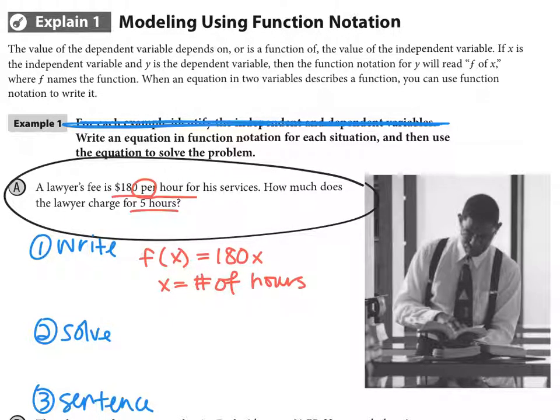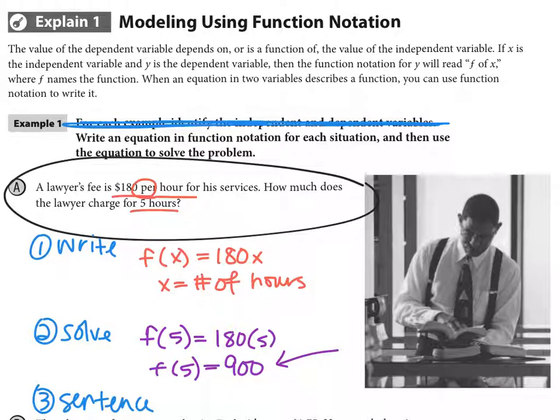Now notice in the solve category, we are actually solving this for that given number of hours. He says for 5 hours, so that's actually asking me what is f of 5. So if I keep this function notation going, I'm doing 180 times 5, so that means f of 5 equals 900. Now, the sentence part is to interpret. Well, what does this really mean? Because all of this was used to talk about a real-world situation.